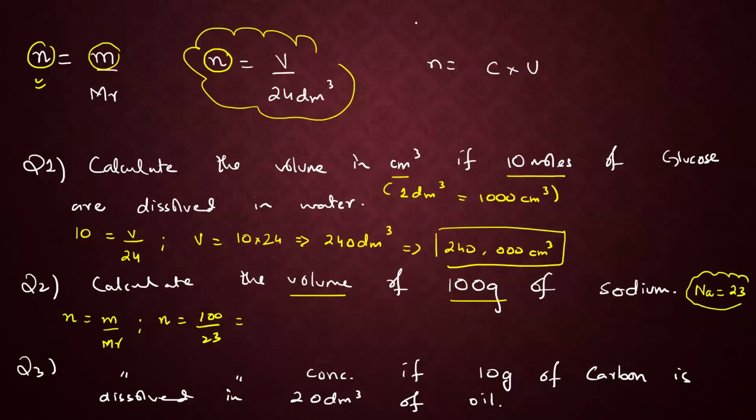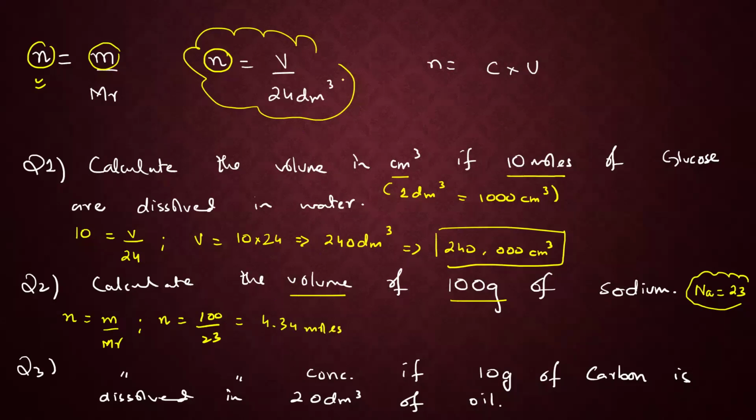And what's the answer? 100 over 23. I'm not having an access to calculator. Would you guys help me with that? 100 over 23. So it should be around 4 point something. Yeah. So 4.34. That's the moles.